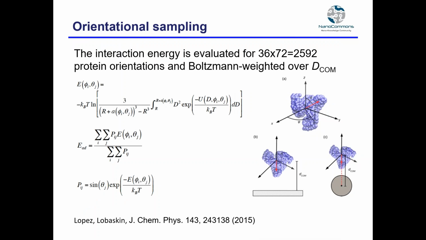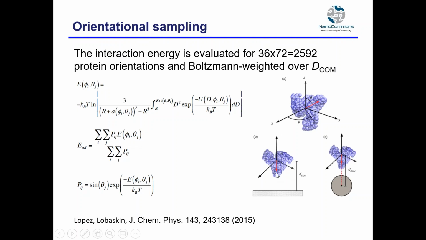Then we do orientational sampling. So now you see, in the case of interaction of a protein with a flat surface or a spherical nanoparticle, we start from the Protein Data Bank orientation, a predefined orientation, and then rotate the protein around two axes. One is perpendicular to the surface, and another is parallel to the surface. So we sample all possible orientations of the protein.